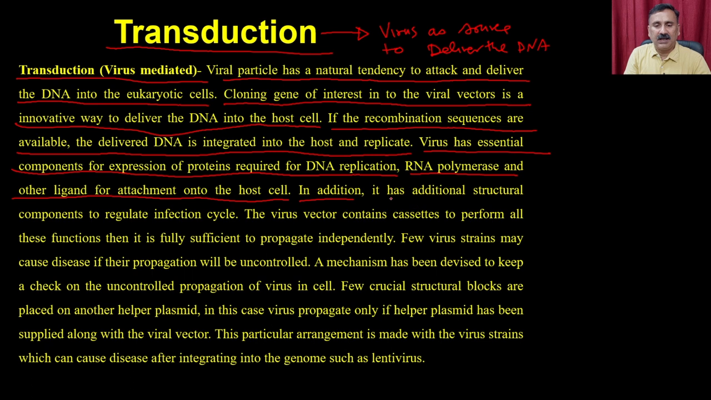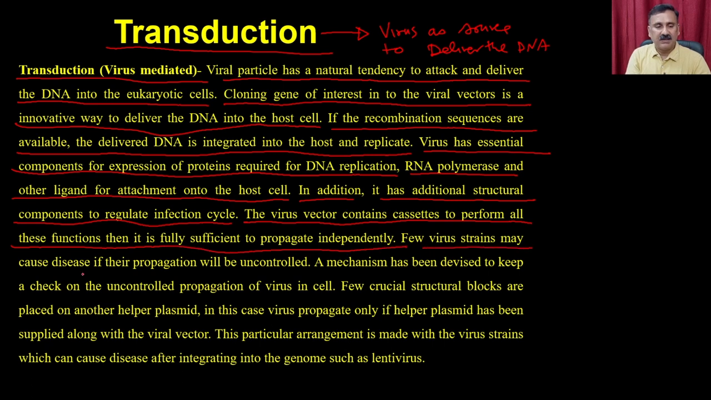In addition, it has additional structural components to regulate the infection cycle. If the viral vector contains cassettes to perform all these functions, then it is fully sufficient to propagate independently. A few virus strains may cause disease if their propagation is uncontrolled. A mechanism has been devised to keep a check on the uncontrolled proliferation of the virus in a cell.